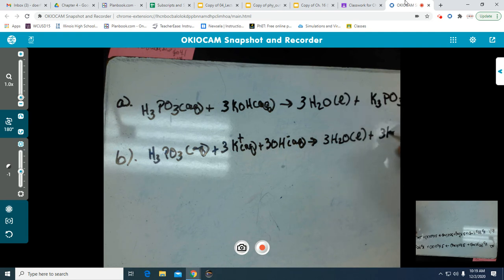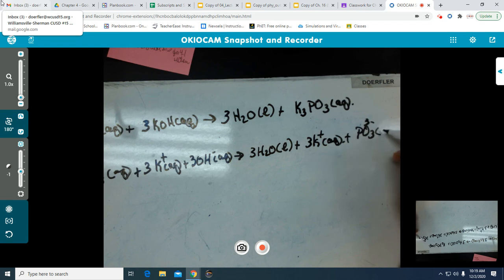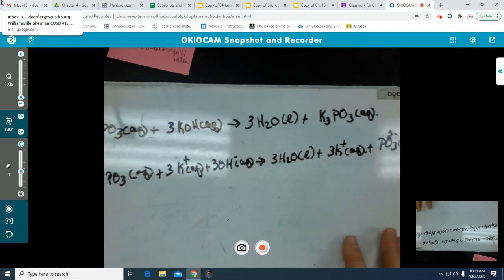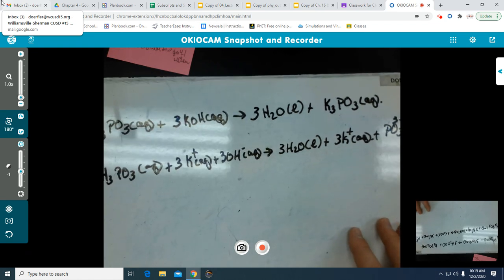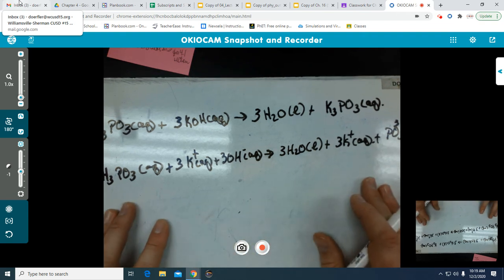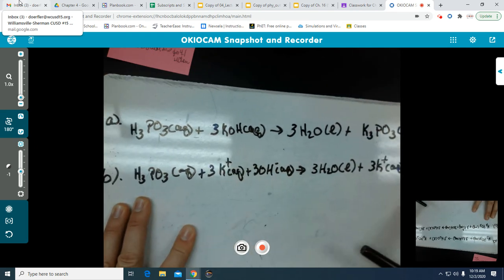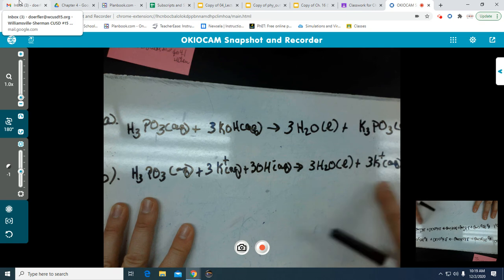So you get 3K+ aqueous plus PO3 3− aqueous. Again, you're going to need some room here. So next thing we need to do is cancel out what is the same on both sides. Well, H3PO3 is not found on the right side, so that had to change.